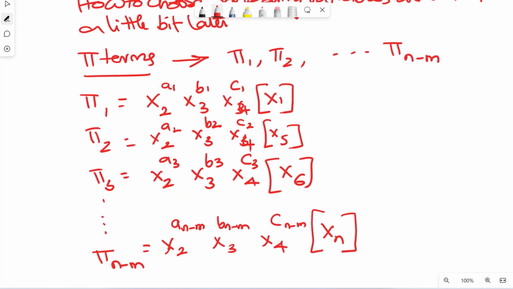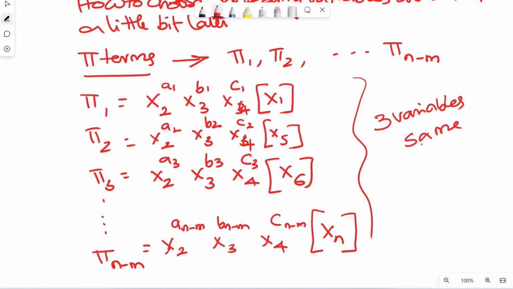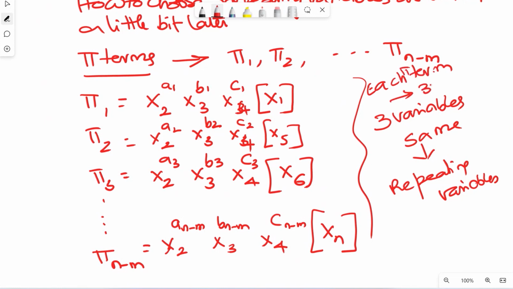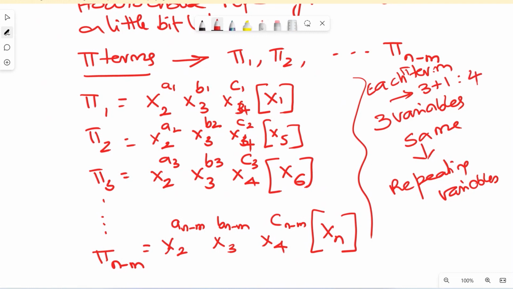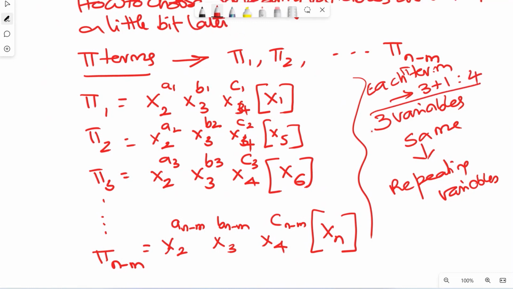But what is important for you to note down is that each pi term consists of the same 3 variables, and these are called repeating variables. So that means in each pi term, there will be one extra variable. Each pi term has 3 plus 1, 4 variables, out of which 3 are the same. So this you should remember, right?